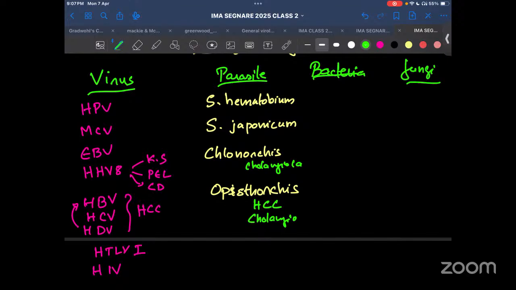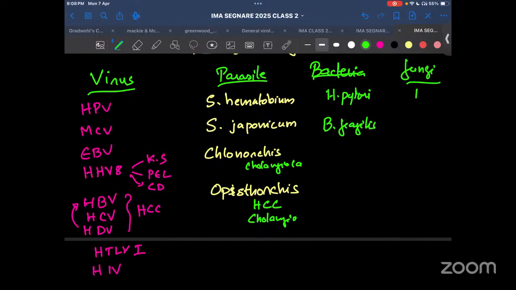Now bacteria. Coming to bacteria, we have H. pylori. We all know the bacteria named H. pylori. It causes gastric cancer. Okay, gastric cancer, stomach cancer. It can also cause gastric MALToma. Then we have Bacteroides fragilis. Bacteroides fragilis can rarely cause colon cancer.